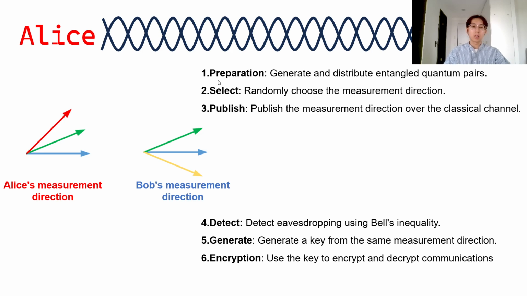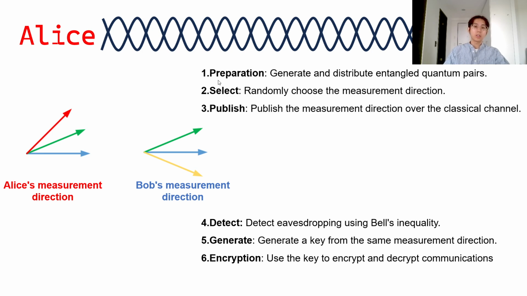And the third step, they tell each other over a classical channel, for example a phone call, the measurement direction they have adopted for each entangled quantum pair, so that both parties know which measurements are in different directions. That group we denote as G1, and the group with the same measurement direction is denoted as G2.